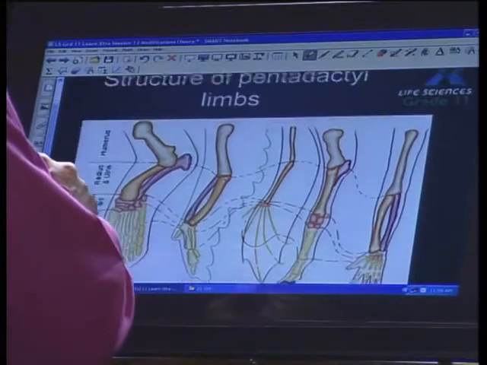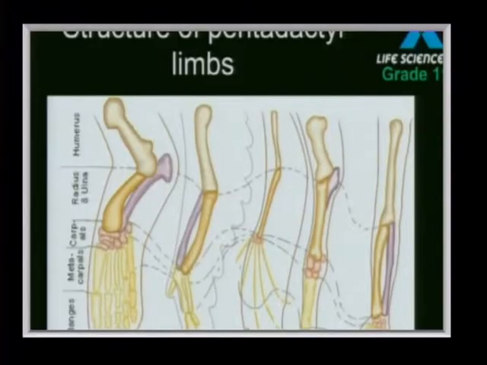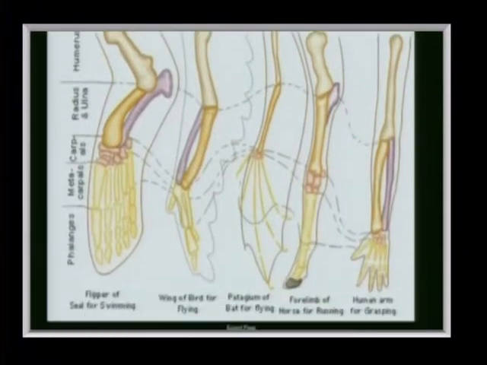So, moving on. Here we look at the structure of the pentadactyl limb. Penta meaning 5. The dactyl here means finger. So your 5-fingered limb. And just to show you, here we have the wing of a bird. Here we have the flipper of a seal, the bat's wing, the human arm, and the forelimb of a horse. And what I want you to see is that the fundamental structure is basically the same.